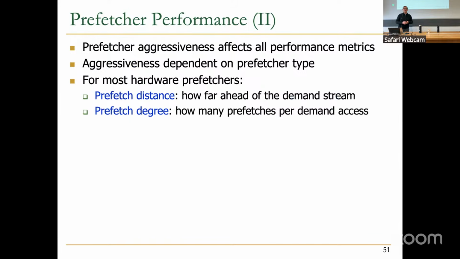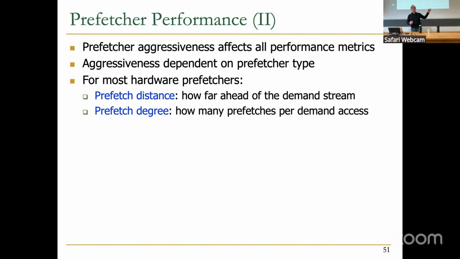Aggressiveness is really dependent on the prefetcher type, what kind of prefetcher, and we've seen a lot of types. For most hardware prefetchers, there are two major knobs that affect the aggressiveness: prefetch distance and prefetch degree. Prefetch distance is how far ahead of the demand access stream you're getting. This is not an exact measure, but with stride prefetchers, regular prefetchers, or streaming prefetchers, it's easier to think about.